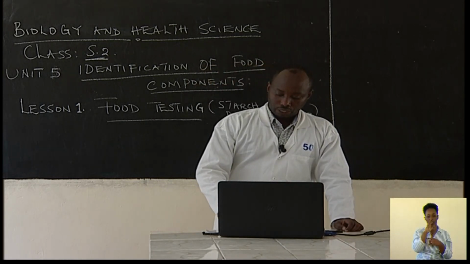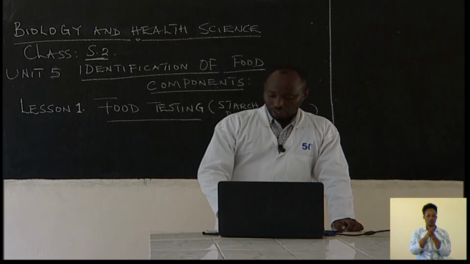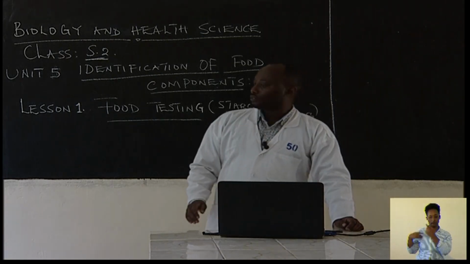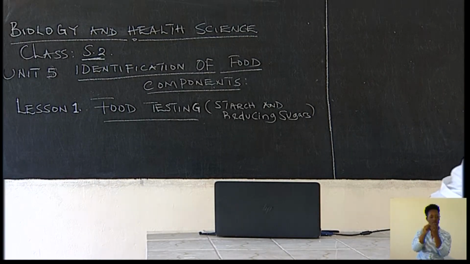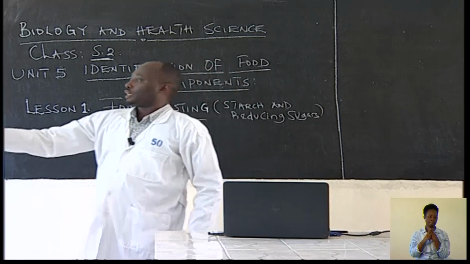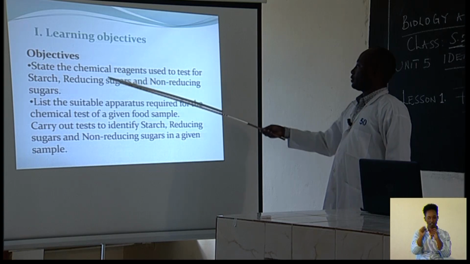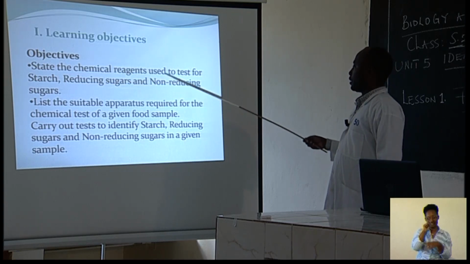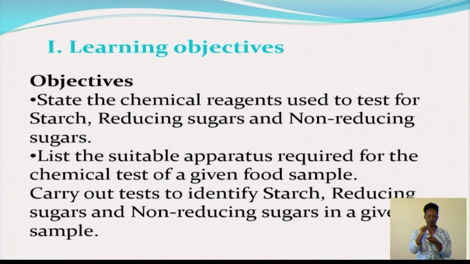So let's talk about the lesson, and we are going to go through the introduction. Let's go back and talk about the objectives. We have a number of objectives that we are going to go through. Objective number 1 is to state the chemical reagent used to test for starch, reducing sugars, and non-reducing sugars, and to list the suitable apparatuses. What are the laboratory apparatuses and equipment that are required for chemical testing of a given food sample? That's what we're going to discuss.